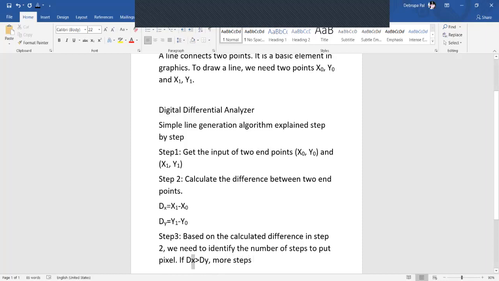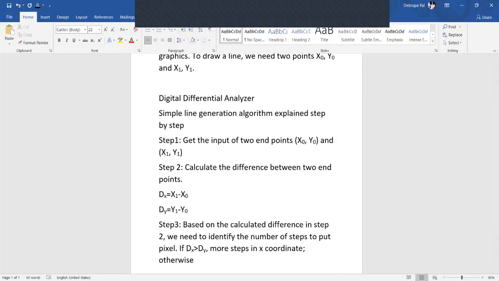dx dy we have already explained. This is the difference in x coordinate and difference in y coordinates. If dx is greater than dy, if dx is smaller than dy, then coordinate, otherwise in y coordinate. So this is the third step.